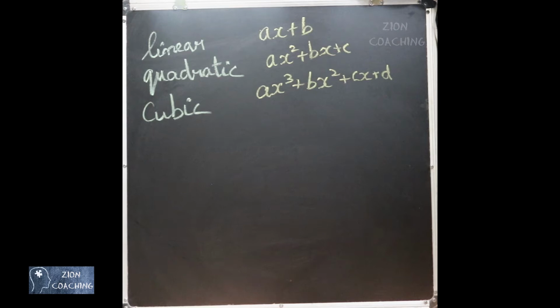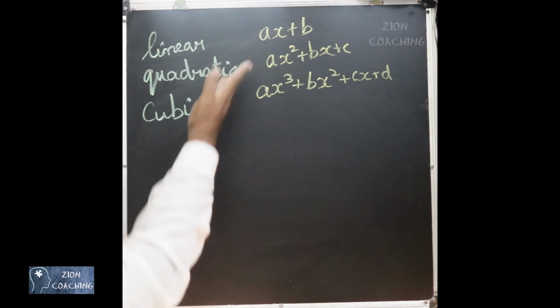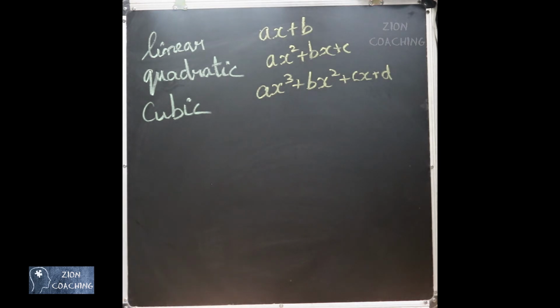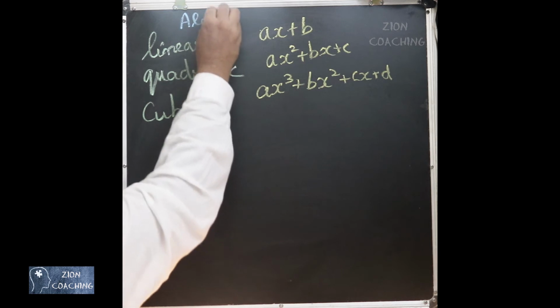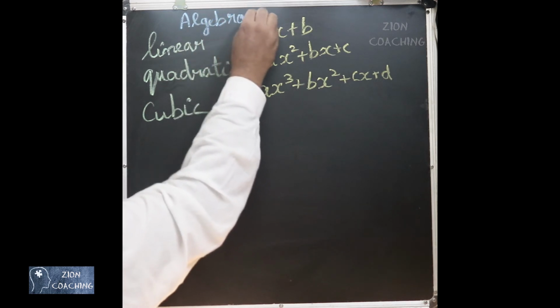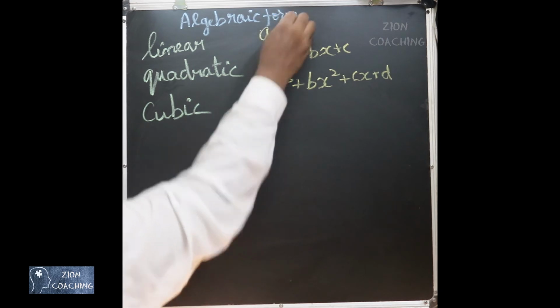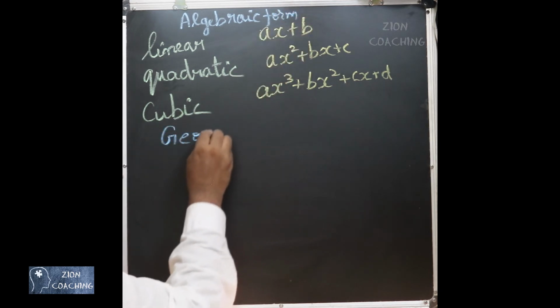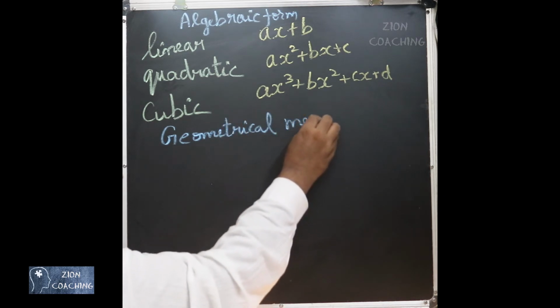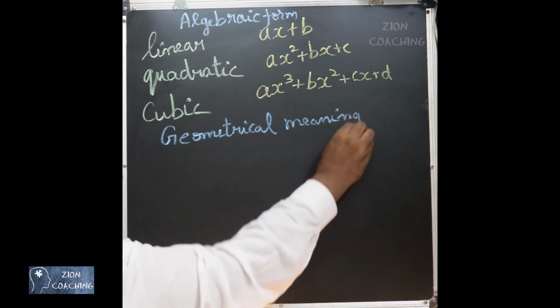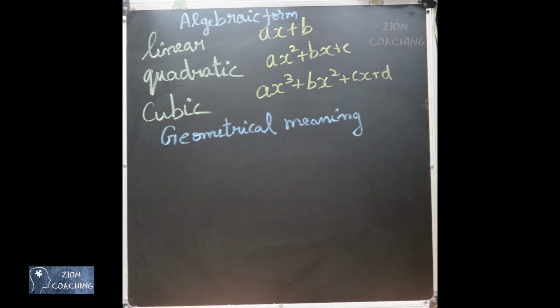I have written these three just as an example for you to understand the difference between the algebraic form and the geometrical form. This is the algebraic form of writing a linear polynomial, a quadratic polynomial and a cubic polynomial. These are the general forms. Now we are going to understand the geometrical meaning, or the geometric form. Geometric form is representing all these polynomials graphically.